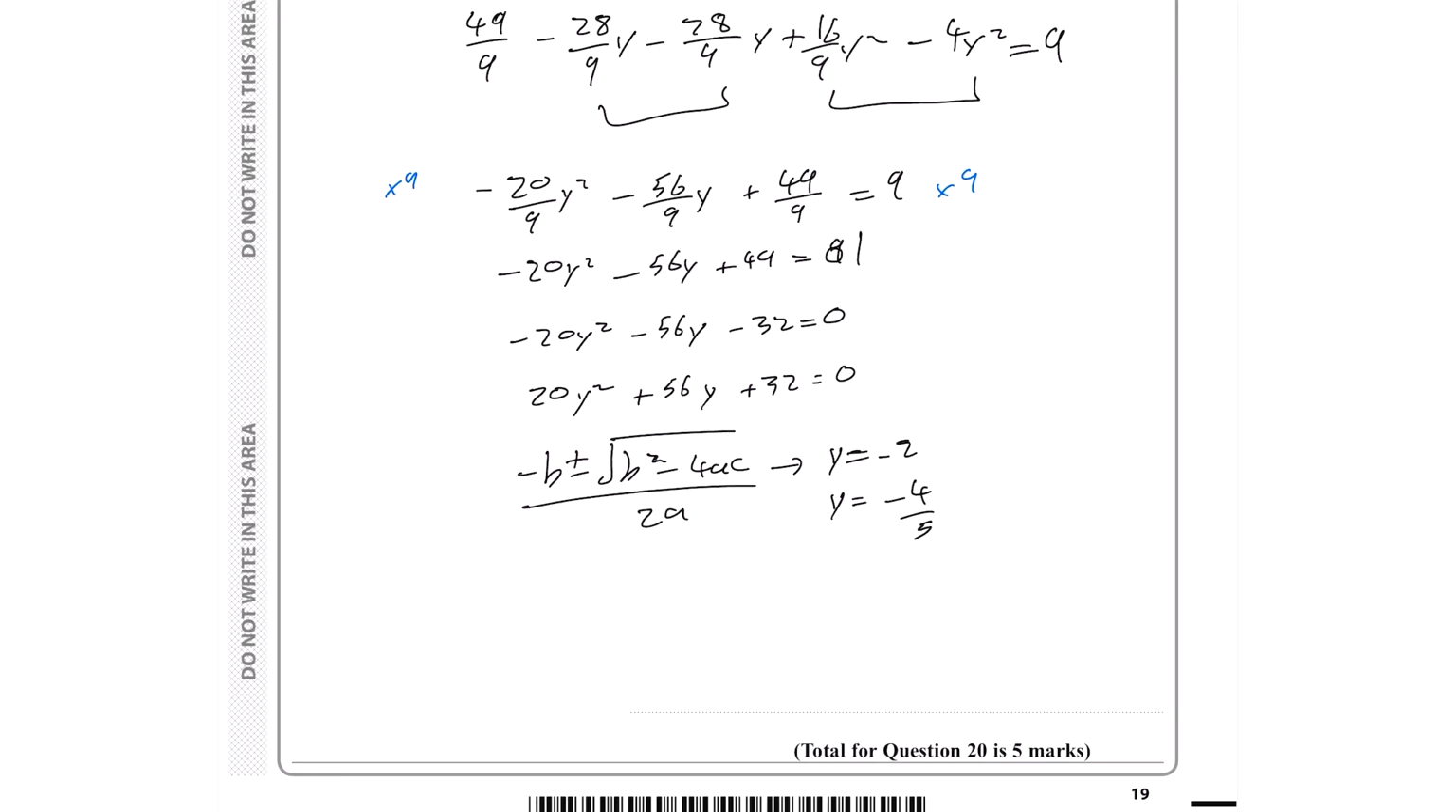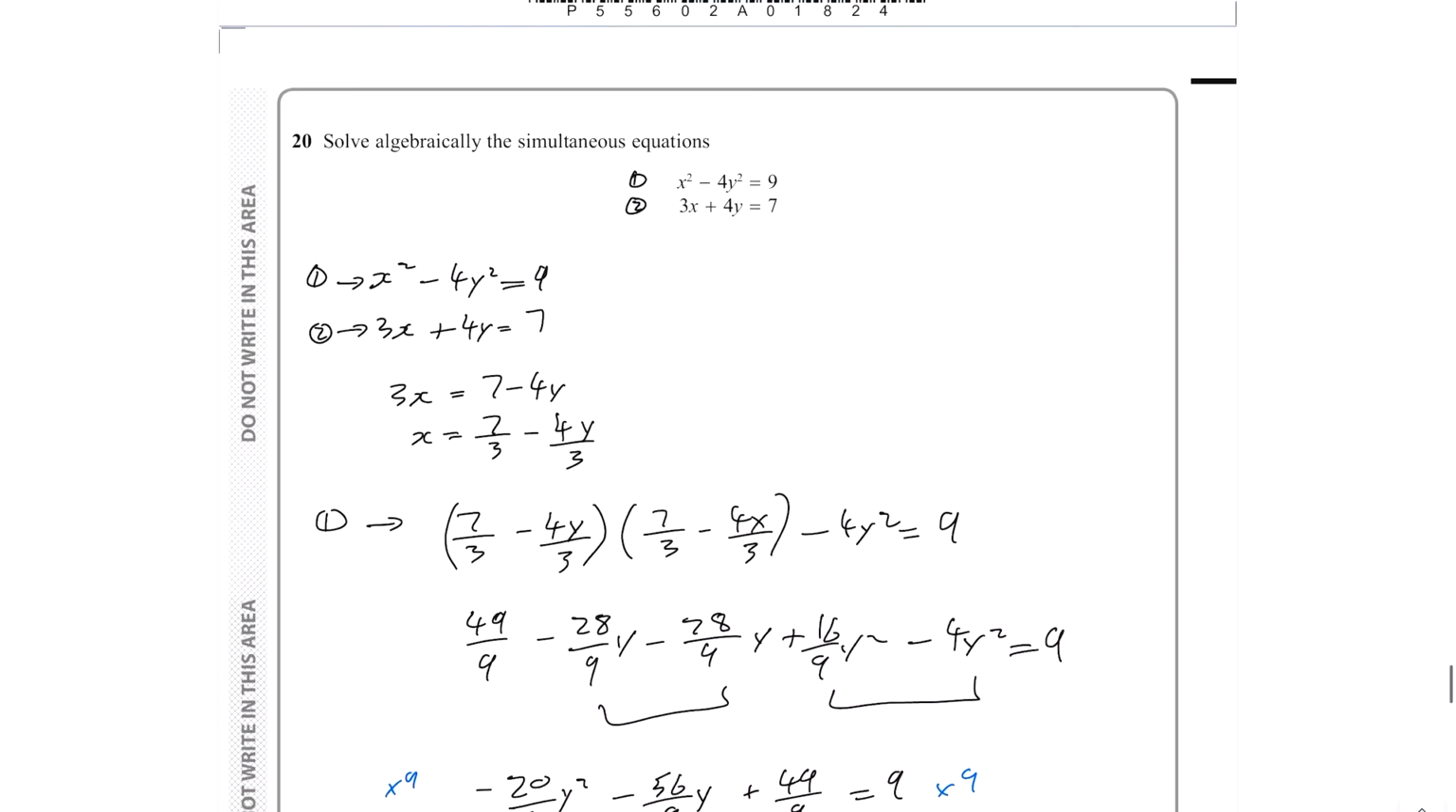Right, now what you can do is substitute these values into equation 2. So if I just scroll back up to the top, you're now going to sub in the values for y into this, one at a time, and you're going to figure out what x is.